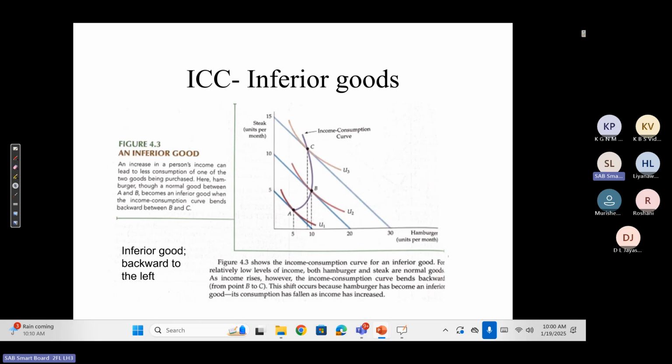Normally we see normal goods. So when the income level increases, demand also increases in the ICC. But at a higher level of income, sometimes it's backward sloping.